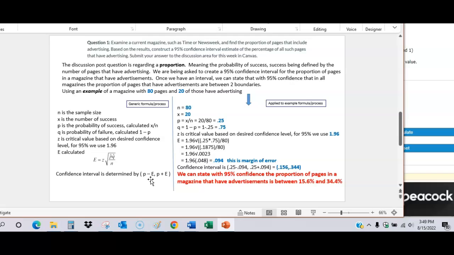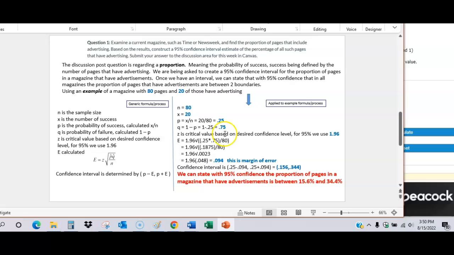So just like the first slide when we had 45% and 55%. When we're talking about percentages, we're talking about proportions. So we're just going to pretend like I had a magazine that had 80 pages. And if 20 of them had advertisements, I would say X equals 20. And I would calculate P, the probability of success, 20 divided by 80, which is 0.25. I can subtract that from 1 to get Q, so I have 0.75.